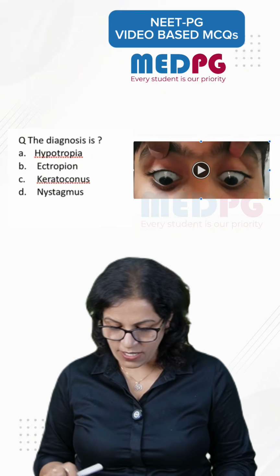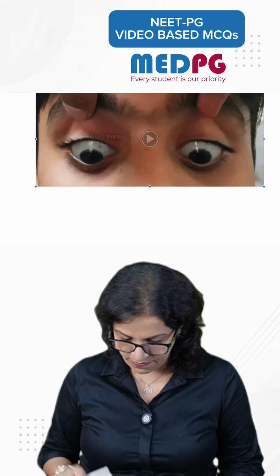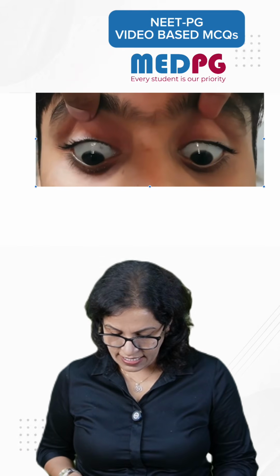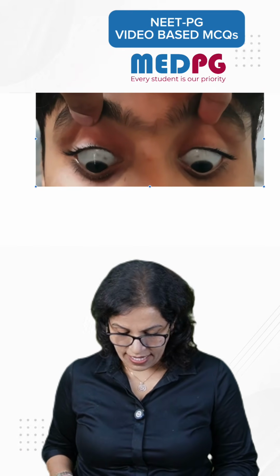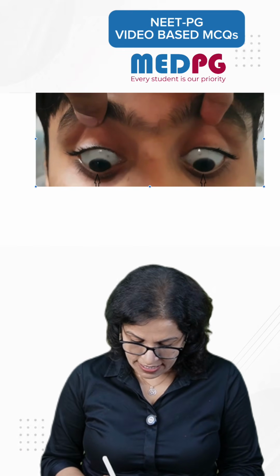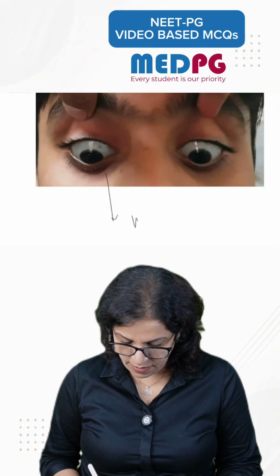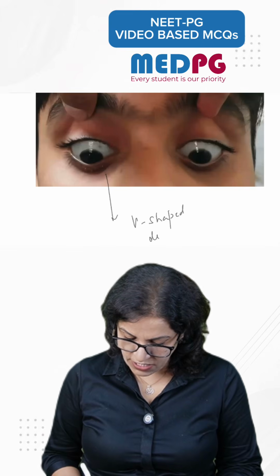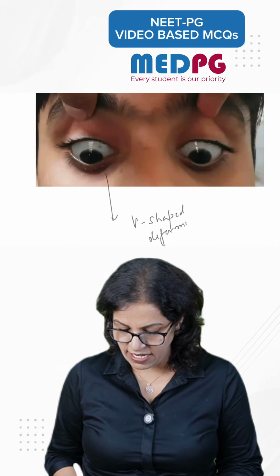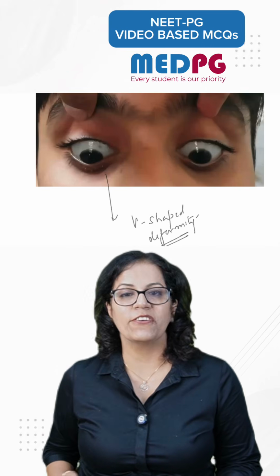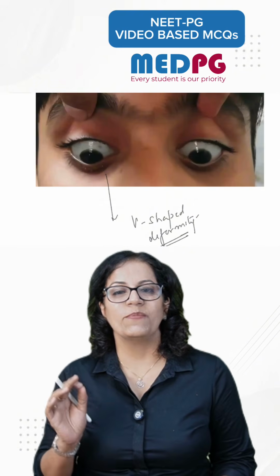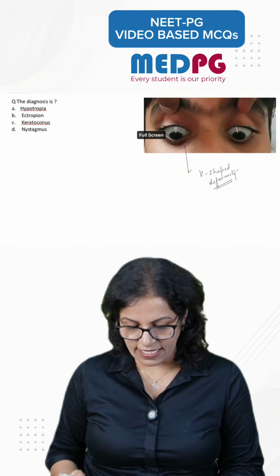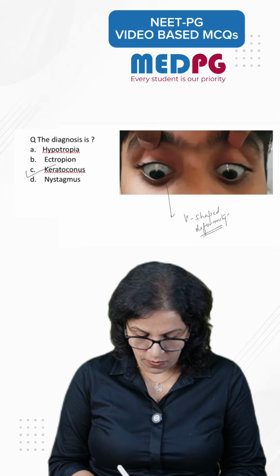This child, let us look at this video again. This child is asked to look down, and what you are looking at, can you see this arrow? You are looking at a V-shaped deformity of the lower lid. And what is this V-shaped deformity of lower lid known as, all of you? Yes, this is Munson sign. Munson sign is a feature of keratoconus. So what is our answer?